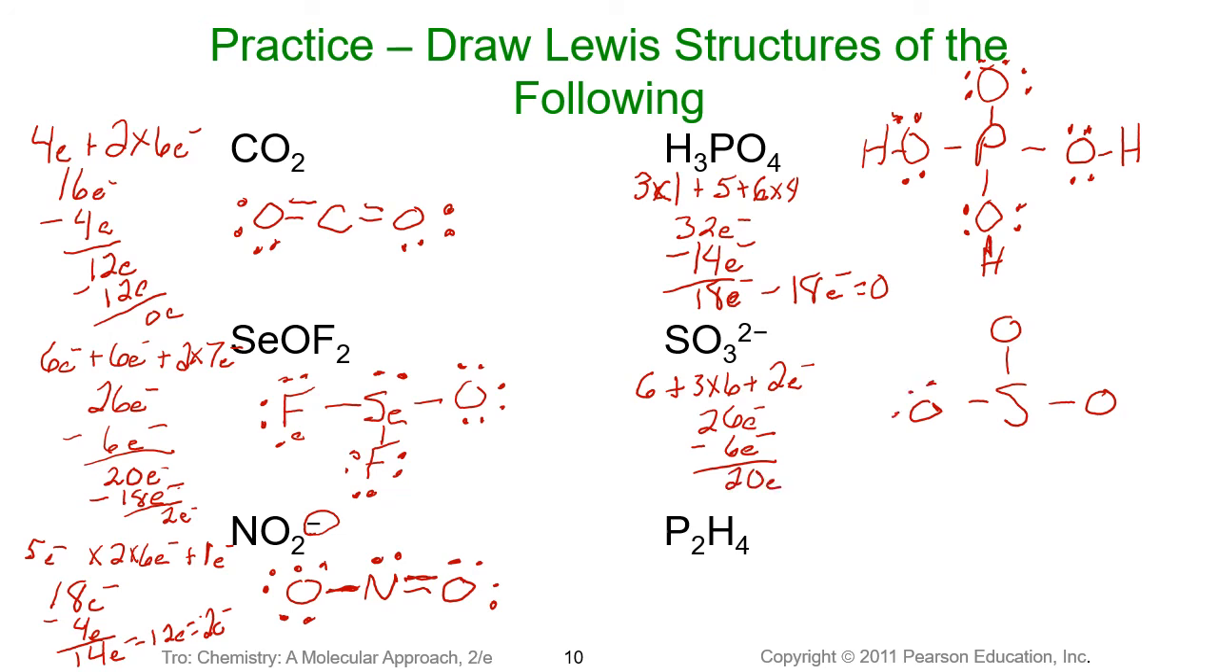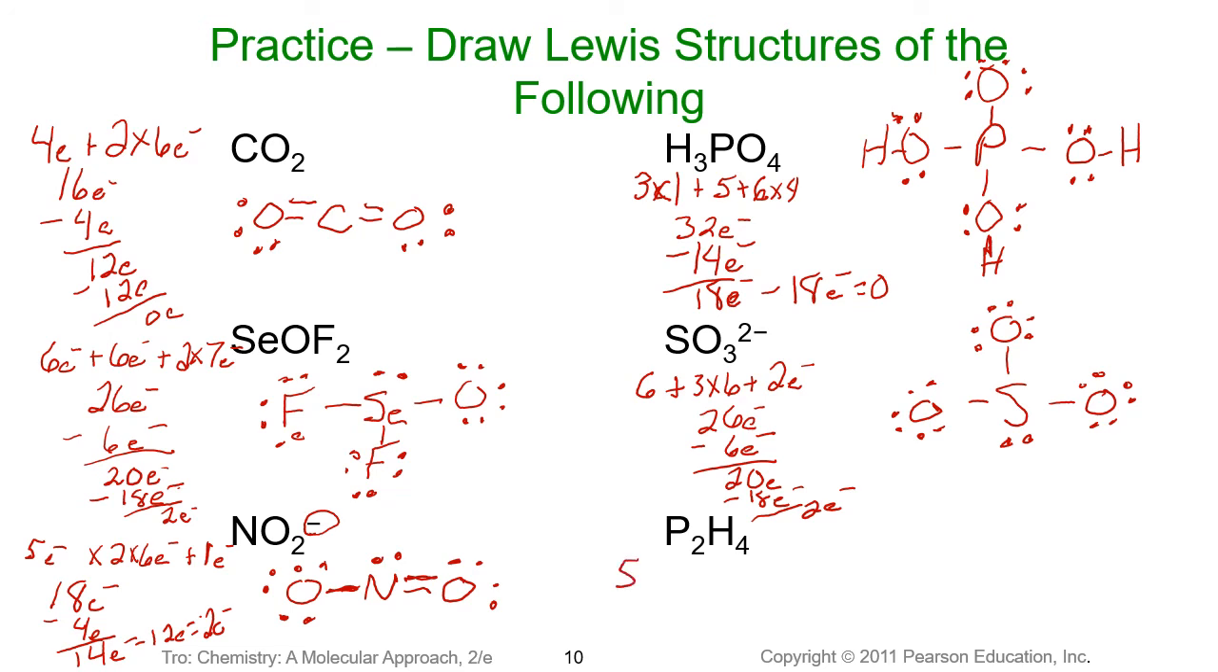Fill the outside octets for the oxygen. That is going to use 18 electrons. We have 2 electrons left that we're going to put on the center element. So now if we inspect our octets, everything has 8 electrons, which is what it prefers.